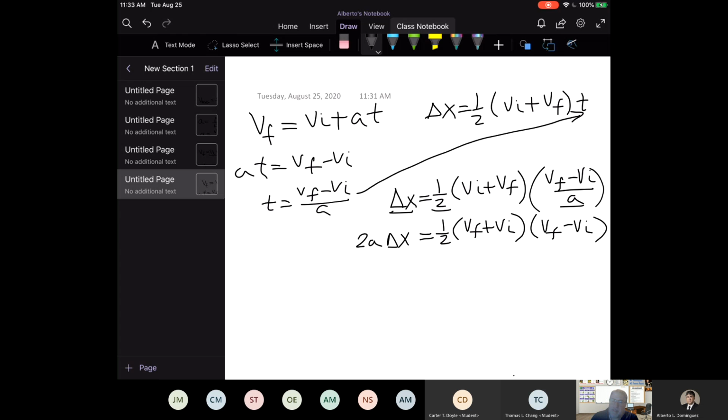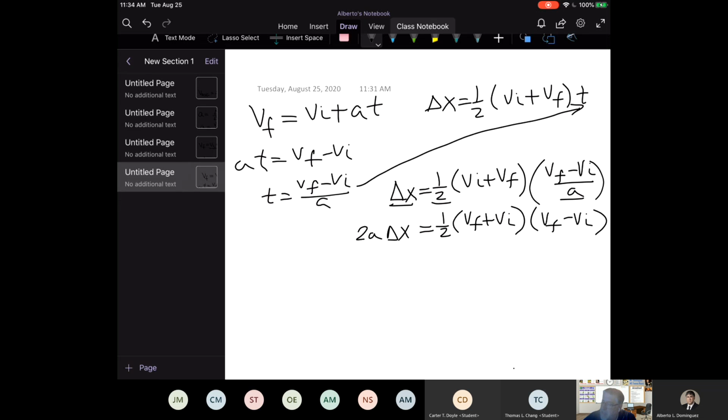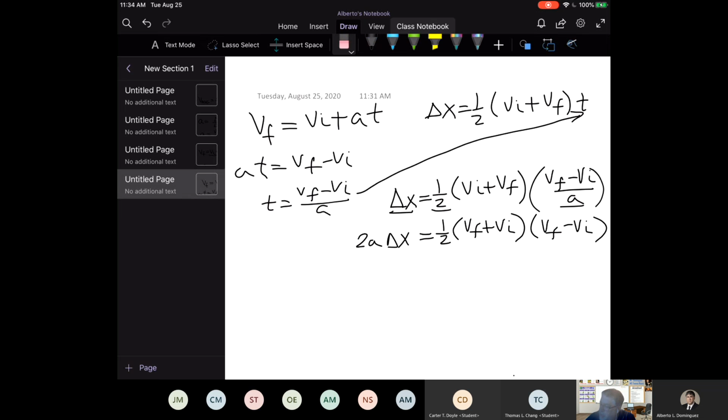And I'm sorry, did anybody see the mistake that I made? What mistake did I make? What did I write that I should not have written? The 1/2. Yes, the 1/2 was already taken care of. So the 1/2 should not be there because I already moved it to the other side. Okay, so half is gone. So this is correct now.